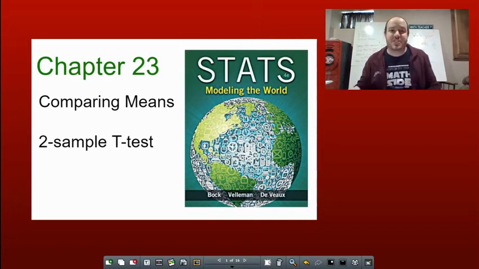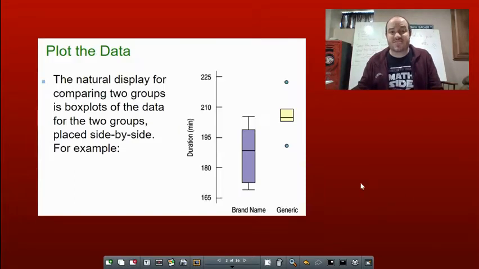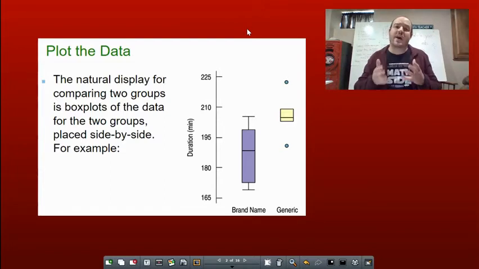So we're continuing on with chapter 23, which is about comparing means using this two-sample t-interval or t-test. As we move along, you're going to realize there's a lot of similarities between what we've done in the past and what we're looking at today. Starting off, remember, this is quantitative data. So that means we're dealing with data where we're able to have the mean and standard deviation of that data. This has nothing to do with proportions.